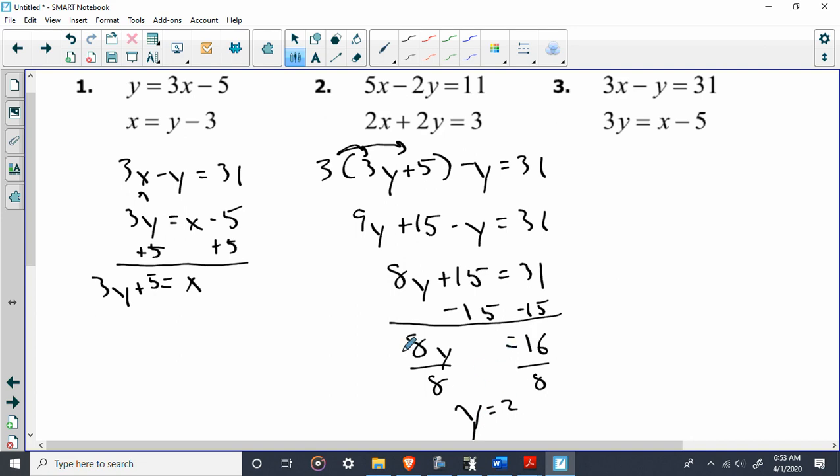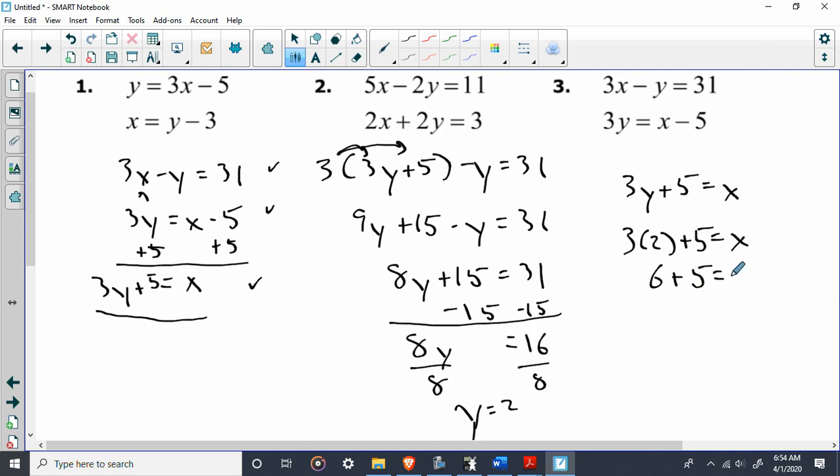Now I got y, I want to find x. Now I can use either of my two equations or I can use the new one I made, because these two are actually the same equation. Use this one. Why? Because I'm going to plug in y and x is going to pop out. So I have 3y plus 5 is equal to x. 3 times 2 plus 5. 3 times 2 last I checked was 6. And 6 plus 5 is equal to 11. So x is equal to 11.